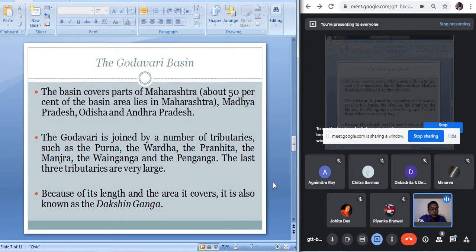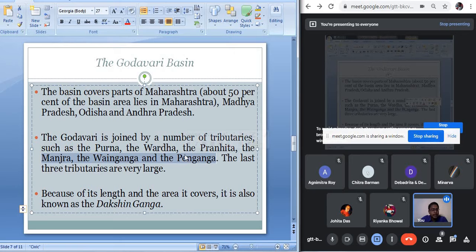Many tributaries join the river Godavari. But of all the tributaries, 6 are the major important tributaries of the river Godavari. That is the Purna, the Wardha, the Pranhita, the Manjra, the Wainganga, and the Penganga. These are the 6 major tributaries of the river Godavari. Out of these 6, the last 3, that is the Manjra river, the Wainganga, and the Penganga, are the largest tributaries.